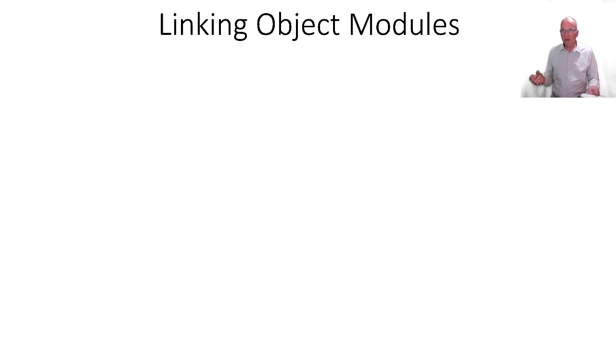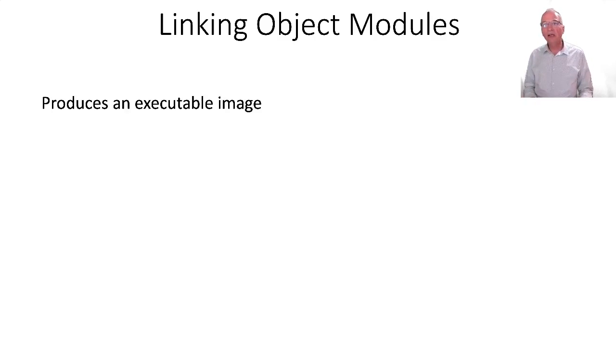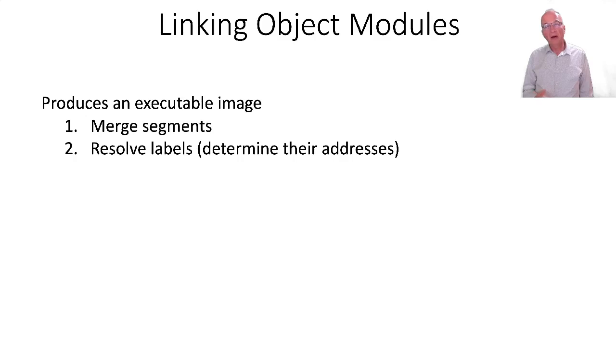So now that I have several such object modules, I needed to link them together. So how do I link these modules together? What I need is to produce this executable image that I can actually run in a computer. I'll have to be merging the segments. I'm going to be resolving the labels like I just explained.